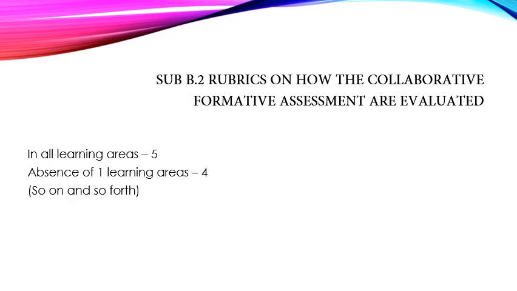Are you following? Okay. So, rubrics on how the collaborative formative assessment are evaluated. When they have their groupings, do you have a rubric on how they will grade themselves? Okay? So, the level of cooperation of each child, what else? Their participation, their input. Do you have a grade? So if you have, then you place it there. Okay? If you don't have, make one.